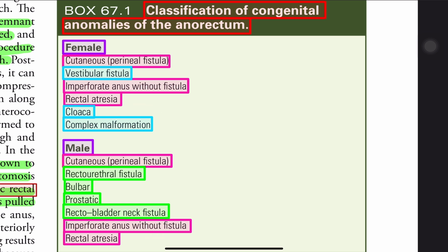Now come to the specific to female. Vestibular fistula occurs in female, cloacal anomaly occurs in female, and then complex malformation occurs in female. Then in male, rectourethral fistula, bulbar, prostatic, and rectobladder neck fistula. So in male, there is a high chance that the fistula is open with the urinary tract.